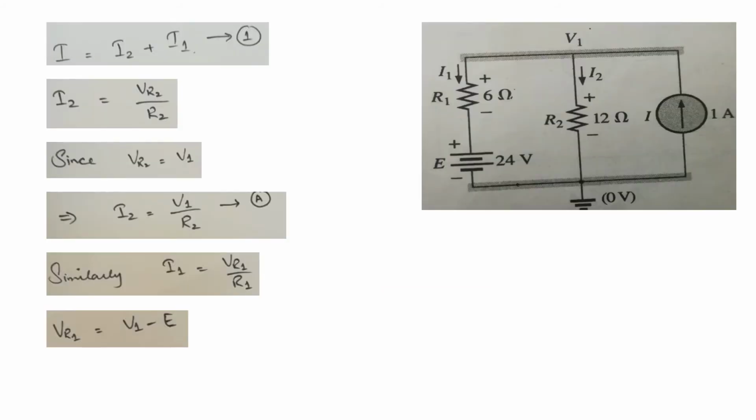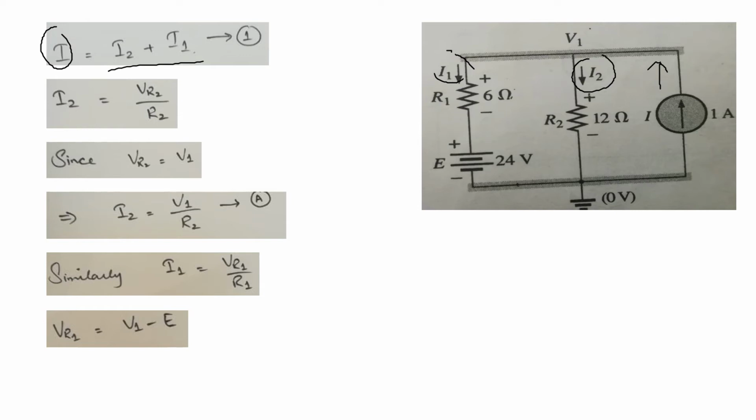Now in the second step, apply KCL to that node. You can see from the figure that this current I is entering the node, this current I2 is leaving the node, and this current I1 is also leaving the node. Kirchhoff's current law states that the current entering the node must be equal to the current leaving the node. So from equation 1, I is the current entering the node, and I2 plus I1 are the currents leaving the node.